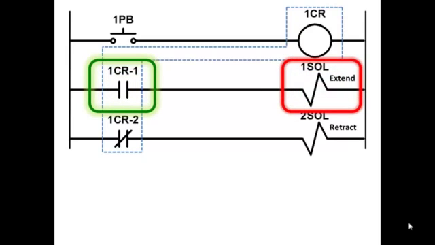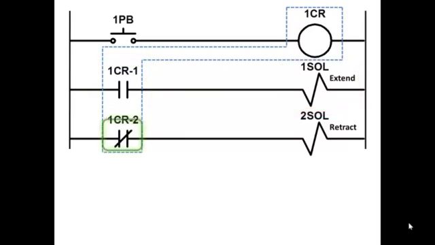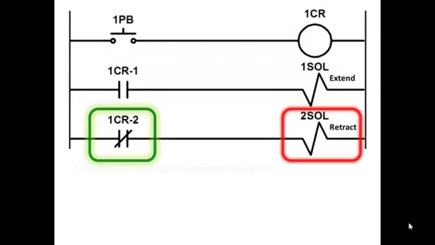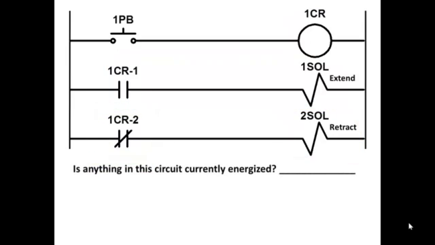So when it's de-energized, this contact will be open and 1 SOL will be off. When it's de-energized, this will be closed because it's normally closed, and 2 SOL will be energized. Looking at this right now in the normal state, you're not pushing the push button. Is anything in this circuit currently energized? Look at it very carefully.